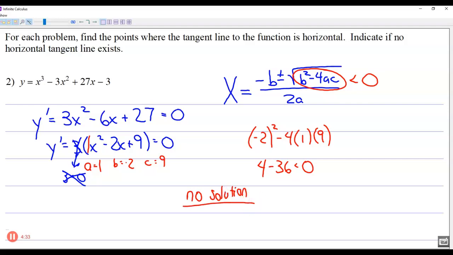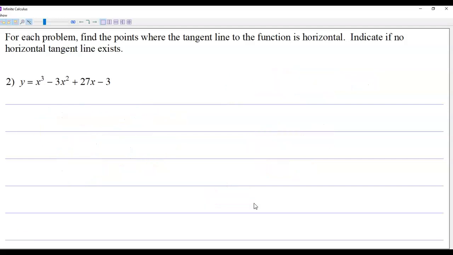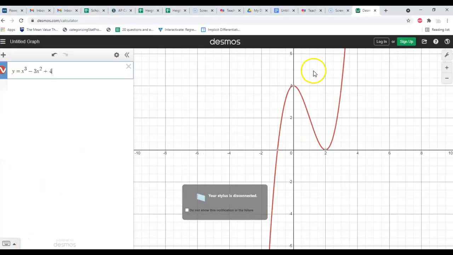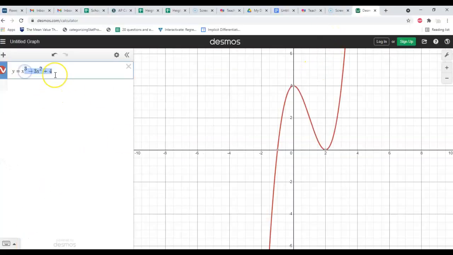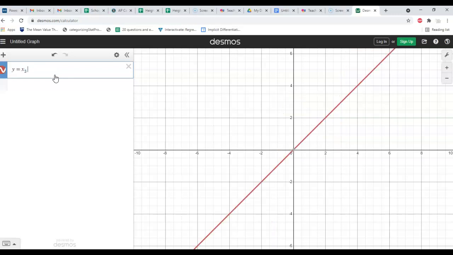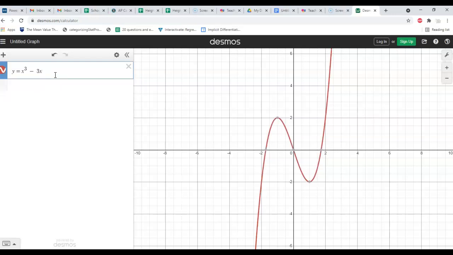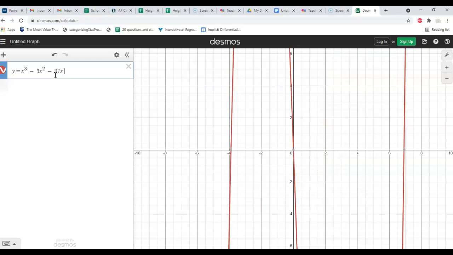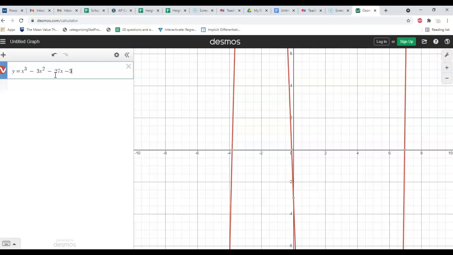So let's look at why. I wonder if I can cut and paste this. Can someone just write that down or remember it? x cubed minus, what was the last number? -3x squared plus 27x?